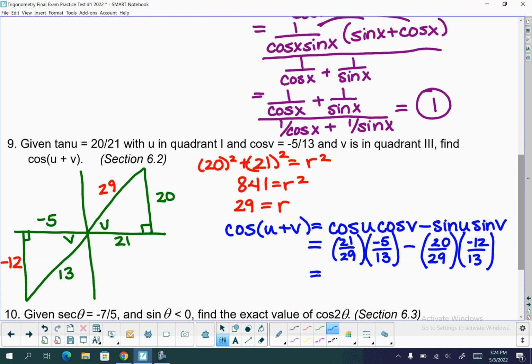Multiplying my numerators and denominators together, 21 times negative 5 gives me negative 105. 29 times 13 gives me 377. Then I'm going to have minus and negative, so I'm going to make this one a plus. 20 times 12 gives me 240. Again, my denominator is going to be 377. Add them together. Negative 105 plus 240 in that numerator is going to give me 135 over 377, which I don't think reduces, and it does not. So that is my final answer.